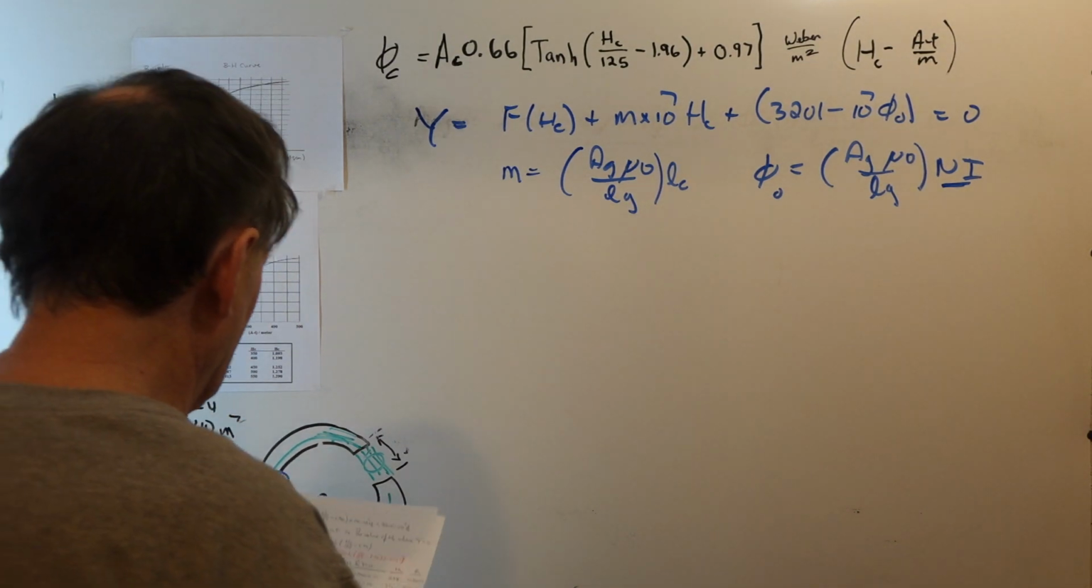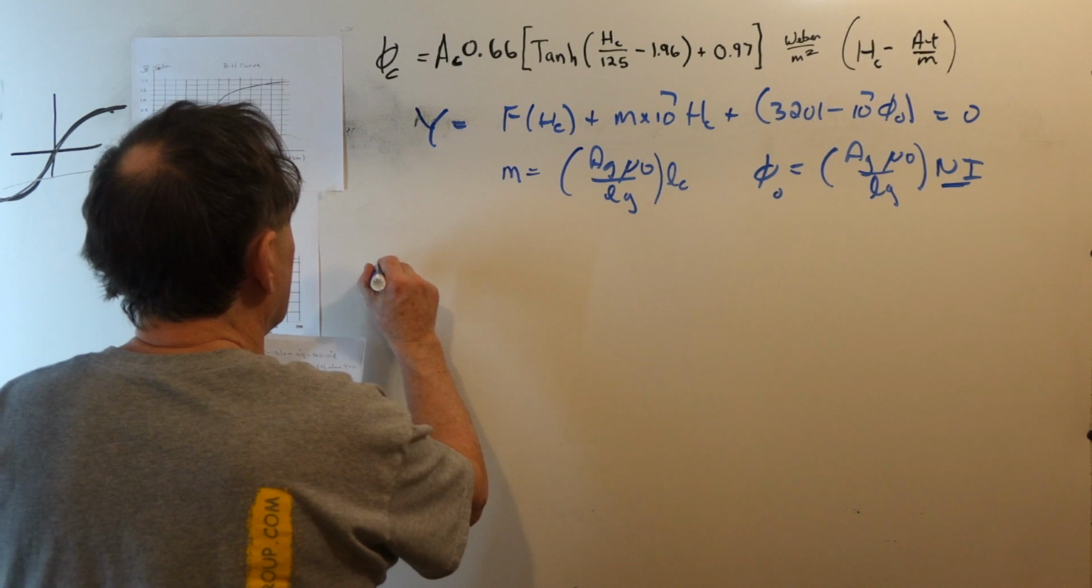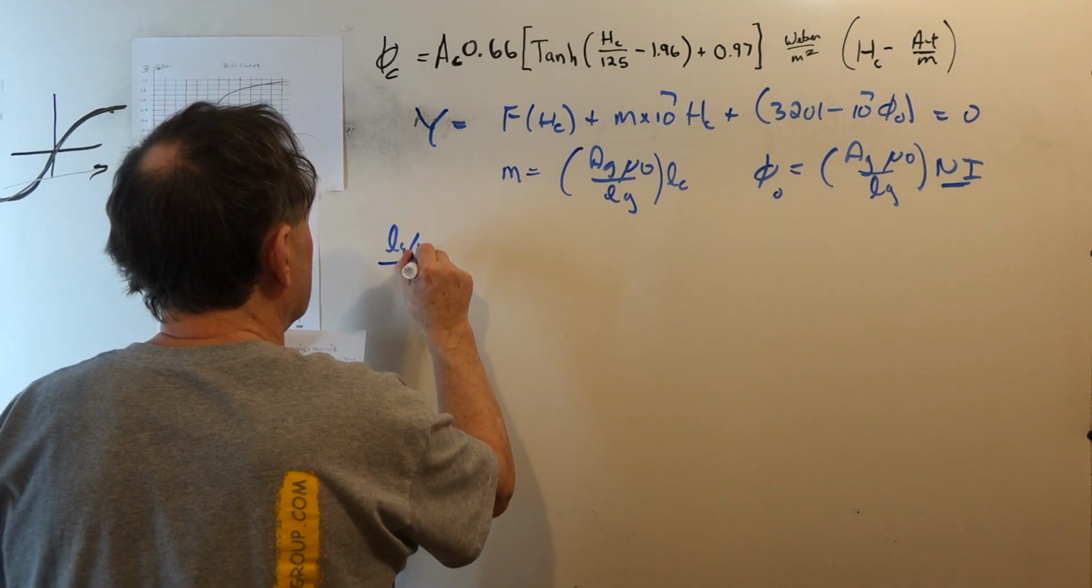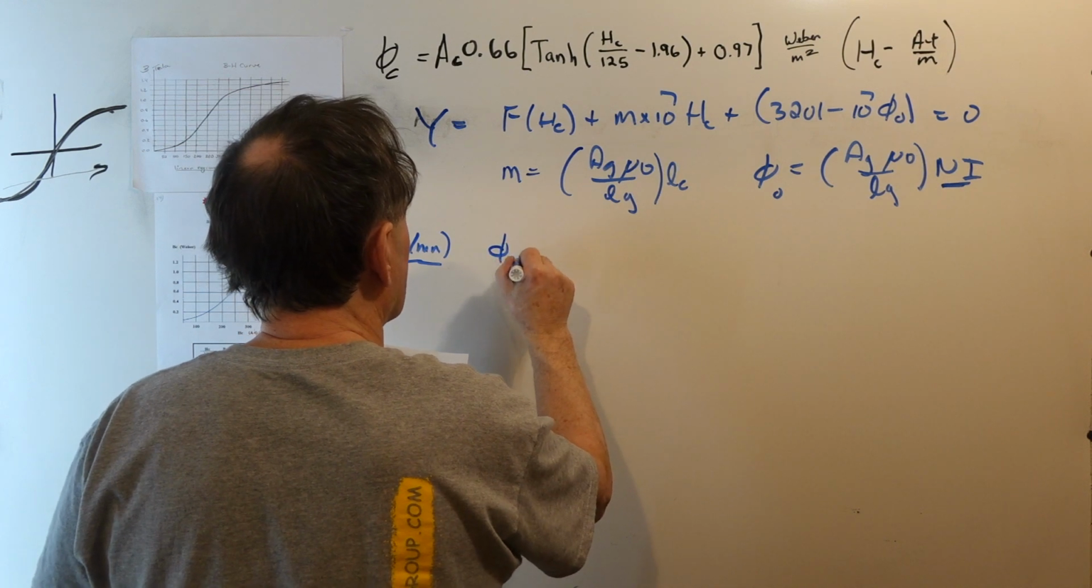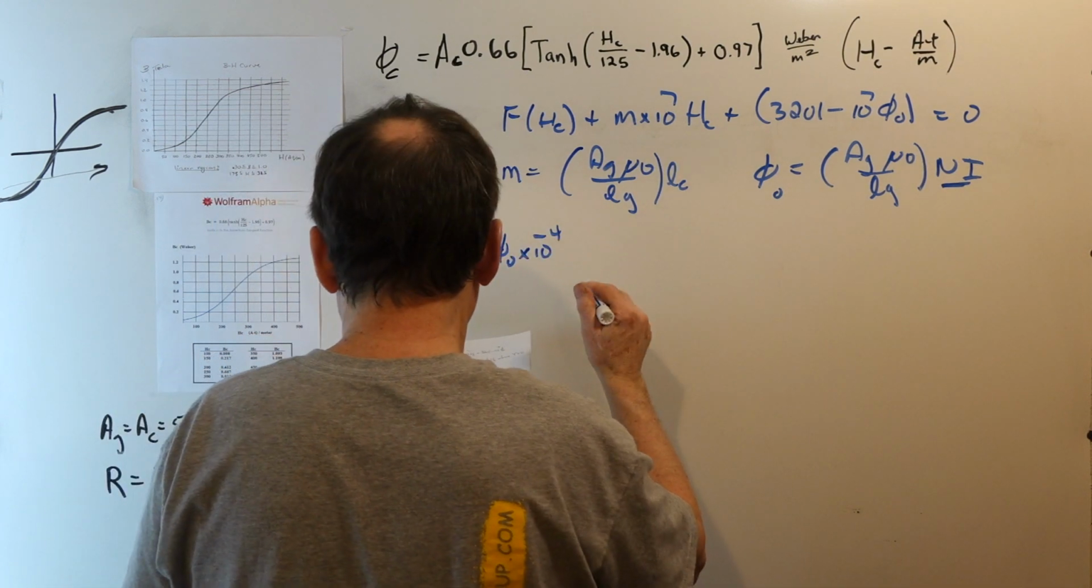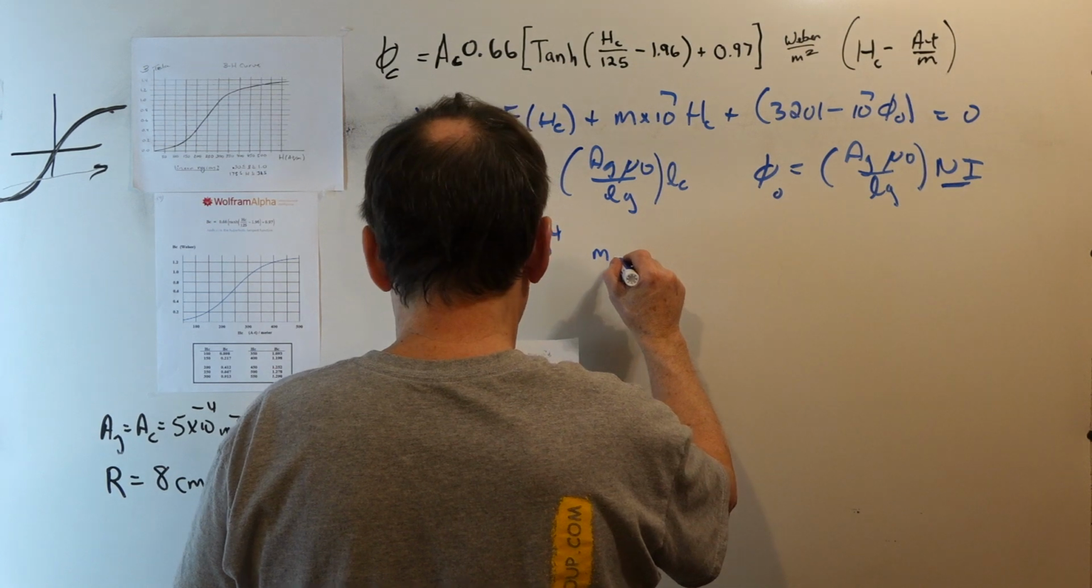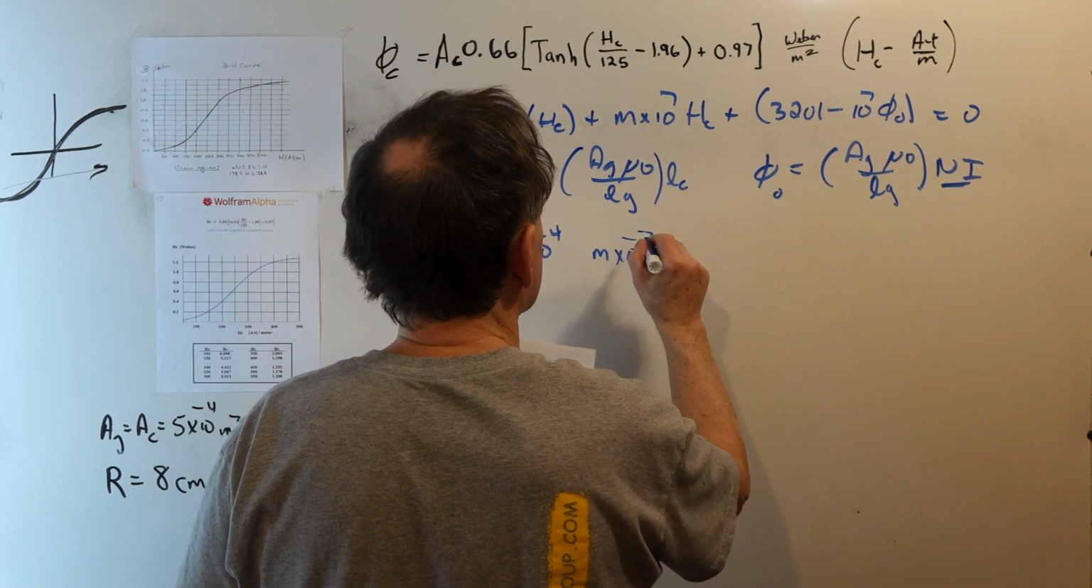Now, I'm going to build a table. Here we have our gap length in millimeters. This is phi 0 times 10 to the minus 4th. This is my m times 10 to the minus 7th.